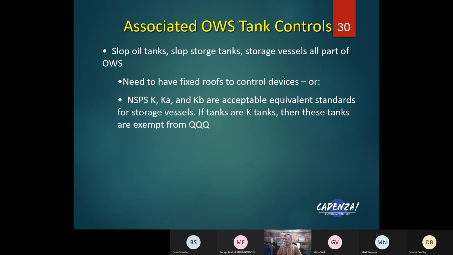So associated oil water separator tank controls, slop oil tanks, slop storage tanks, storage vessels, all part of the oil water separator. They need to have fixed roofs to a control device, or as I said earlier, these tanks need to meet acceptable equivalent standards for storage vessels under K, KA, or KB.